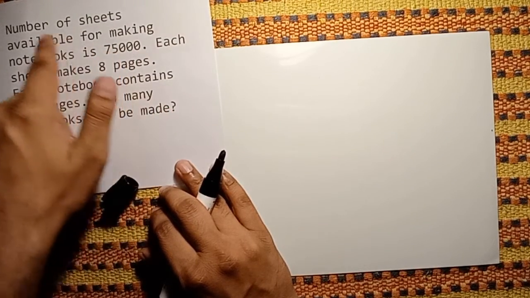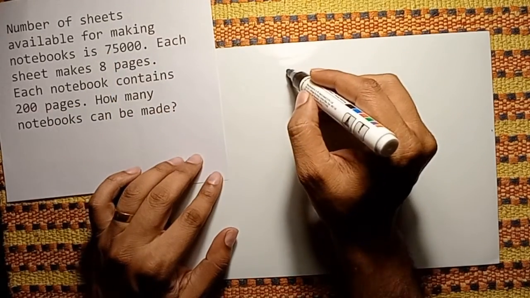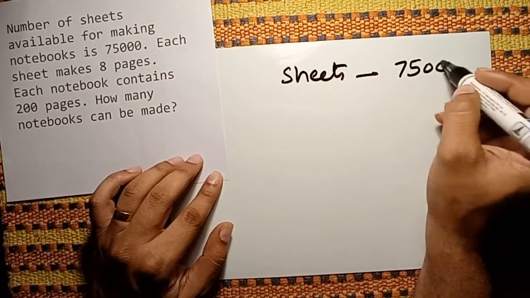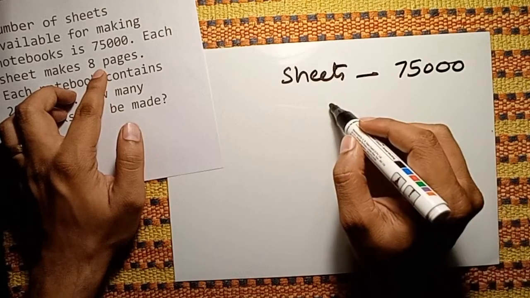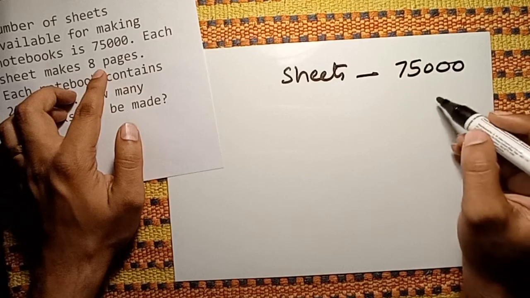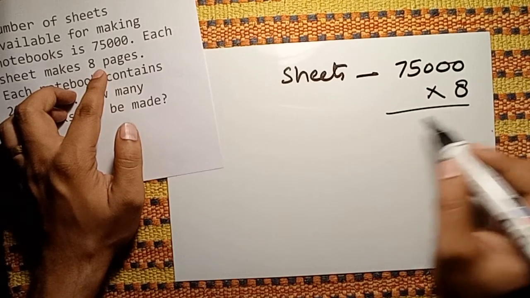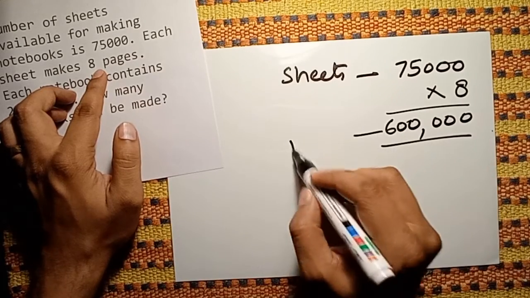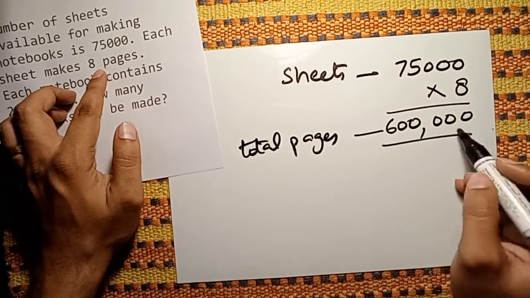Do I know how many sheets are there? Yes. Number of sheets: 75,000. One sheet gives 8 pages. So 75,000 sheets will give 75,000 multiplied by 8, which is 600,000 pages. Total pages is equal to 600,000.